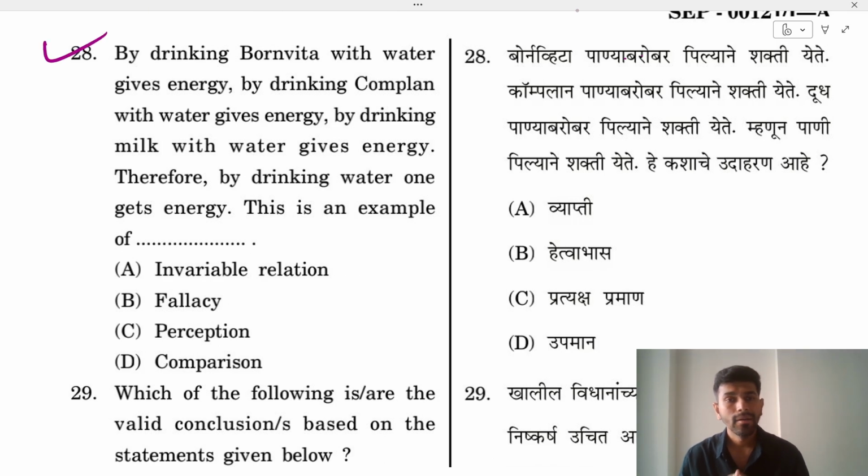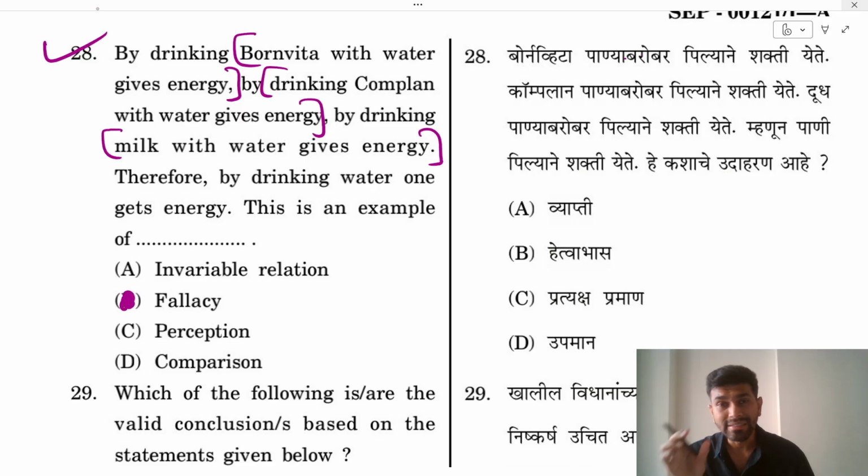Question number 28. By drinking Bonvita with water gives energy. By drinking Complan with water gives energy. By drinking milk with water gives energy. Therefore, by drinking water, one gets energy. This is an example of invariable relation, fallacy, perception or comparison. So the correct option is option B. This is called a fallacy. A fallacy is a misleading argument that seems logical but has an error in reasoning. So option B is correct answer. It is a fallacy.